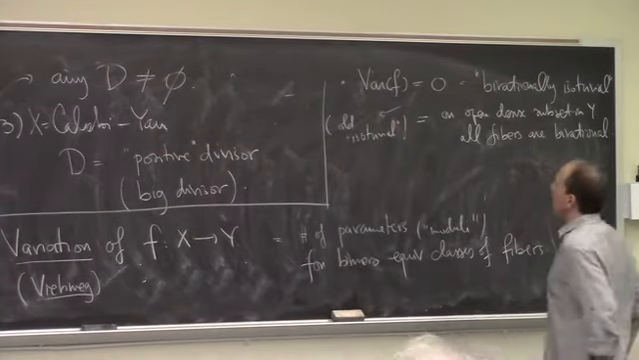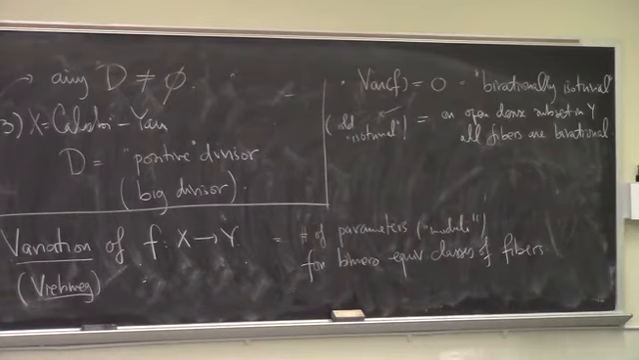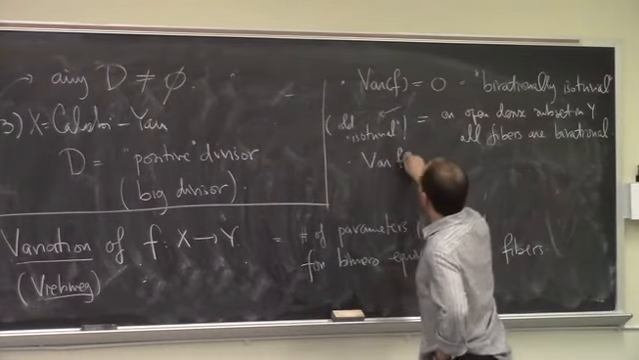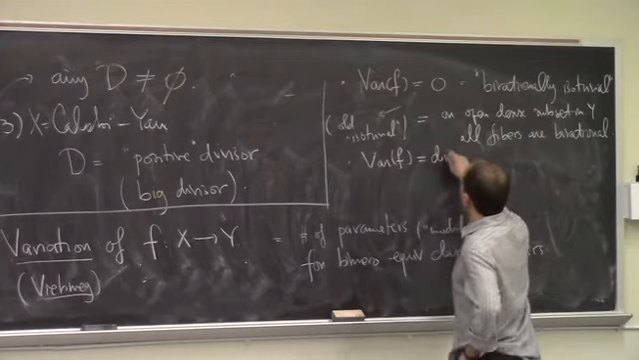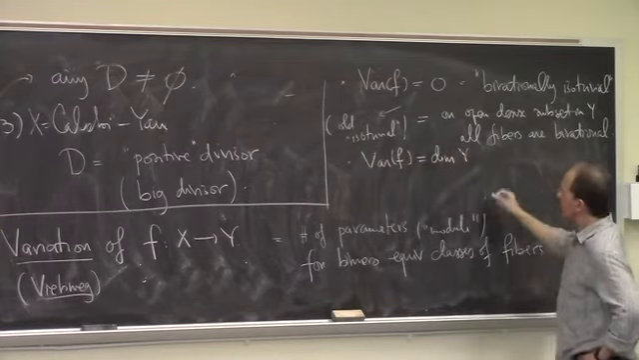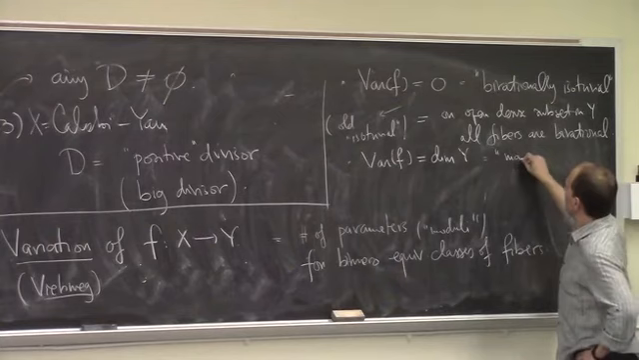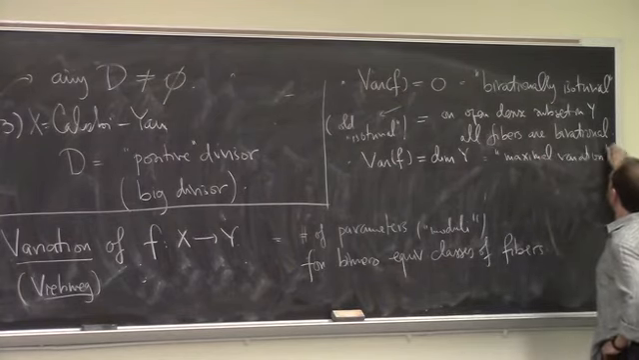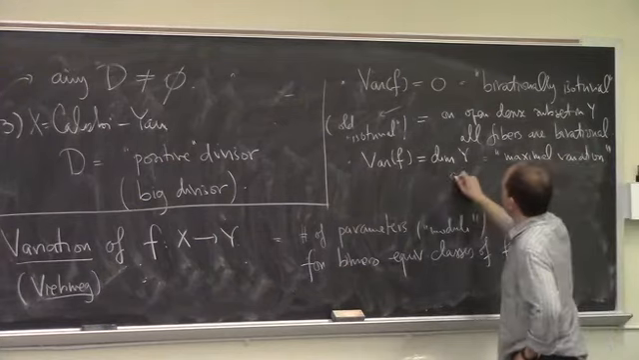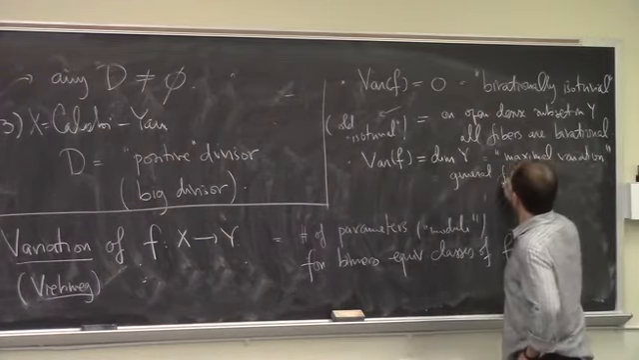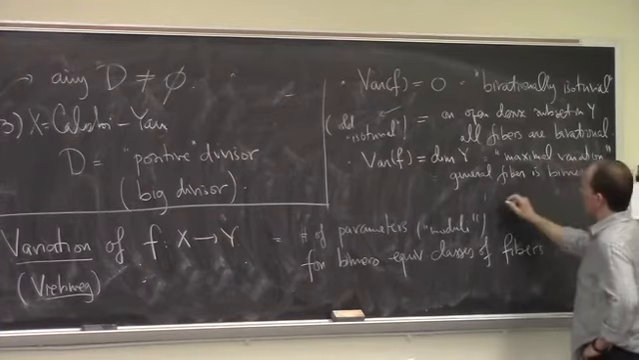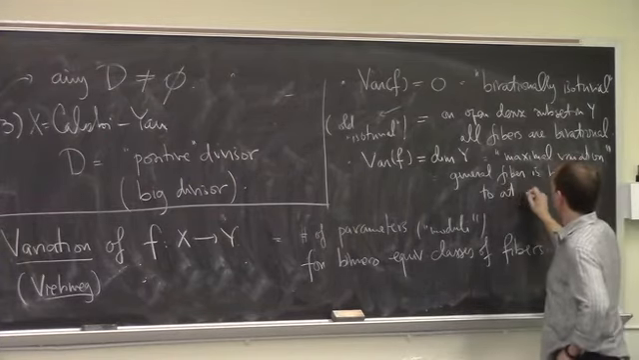from now on. And I can also make sense precisely of what it means to have variation equal to the dimension of Y. This is the maximum allowed, and therefore it's called maximal variation. Okay, and this means that the general fiber is bimeromorphic to at most countably many other fibers.